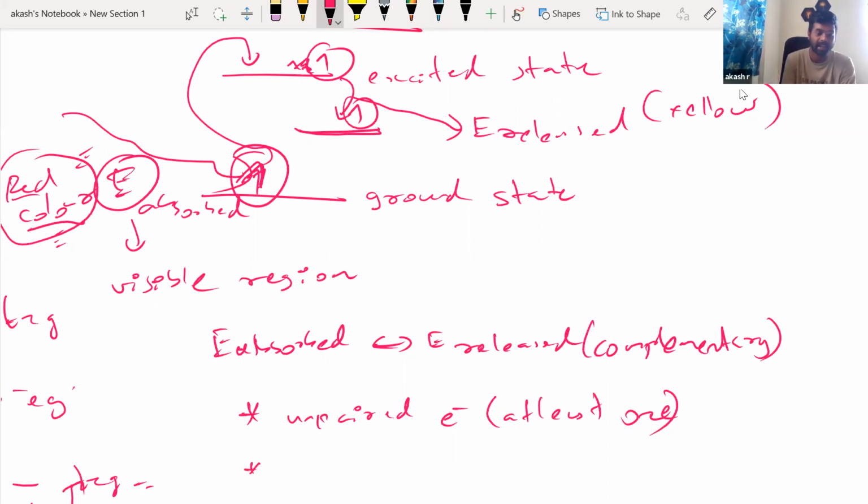Right. Second thing is that the higher energy orbitals should be present.